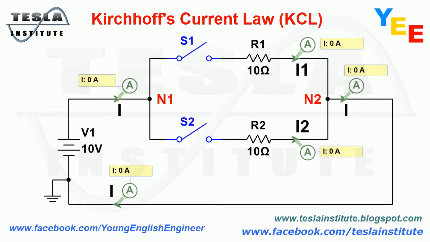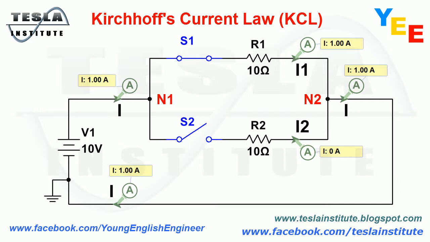In every path we have connected ammeters for measuring the currents in the path. As we see, we have here two nodes, N1 and N2. When both switches S1 and S2 are open, we don't have any flowing current in the circuit. All ammeters show 0 value. Now, if we close switch S1, we can see a current flow I1 through switch S1 and resistor R1.